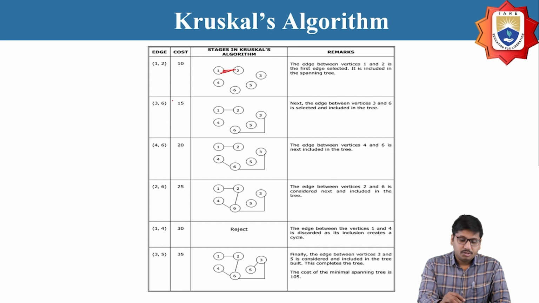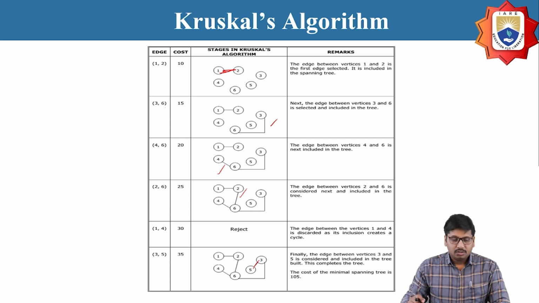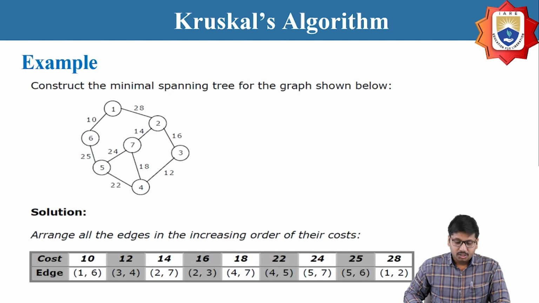So 1, 2, and next one is 3, 6, and next is 4, 6, next 2, 6, and 1, 4. If I join 1, 4, it is going to form a cycle. That's why I'm going to reject it. And next one is 3, 5, and like this the tree is constructed. Once all the weights are listed, the sum of the weights of the spanning tree should be the corresponding total.